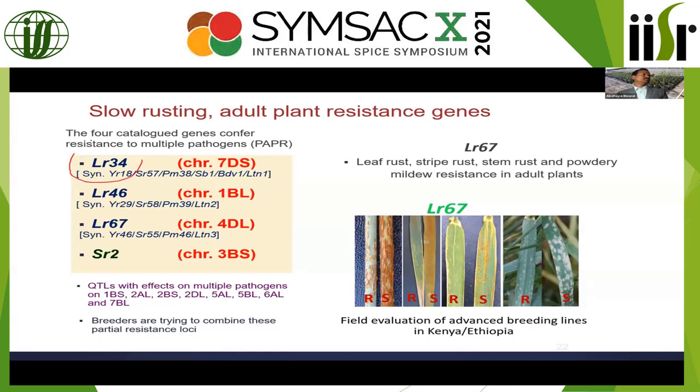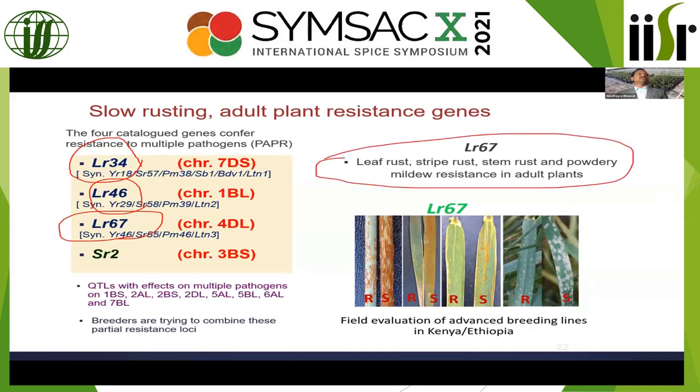LR34 has been there for many years, I think. LR46 has been there for at least 50 years. LR67 is a new addition. LR67 is a gene that gives resistance to leaf rust, stripe rust, yellow rust, and powdery mildew. So basically all 3 rusts and also powdery mildew. It doesn't give 100% resistance. As you can see here also, there is quite some growth of the fungus.